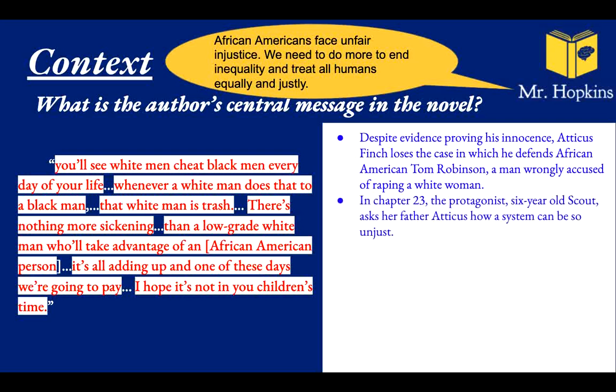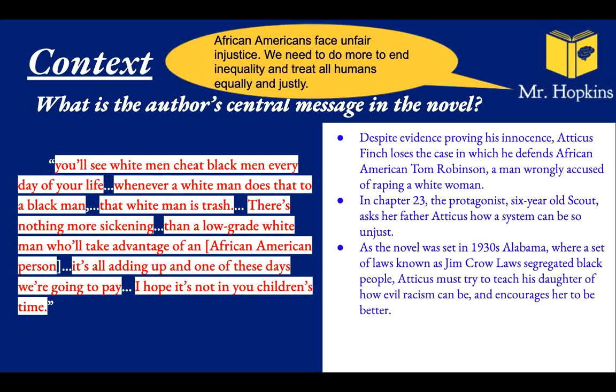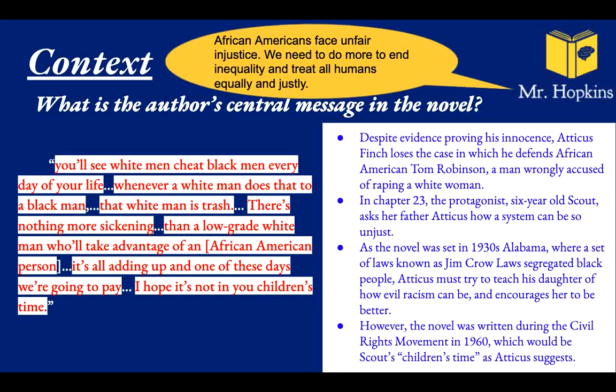In chapter 23, 6-year-old Scout asks her father how a system can be so unjust. Because the novel is set in the 1930s, with Jim Crow laws, Atticus tries to teach his daughter of the evilness of racism, and he encourages her to be better and rise above it. He also presents a warning to her. And the novel was written in 1960 during the Civil Rights Movement. So when Atticus says, "I hope it's not in your children's time," this would literally be Scout's time as an adult, and when she has children herself.